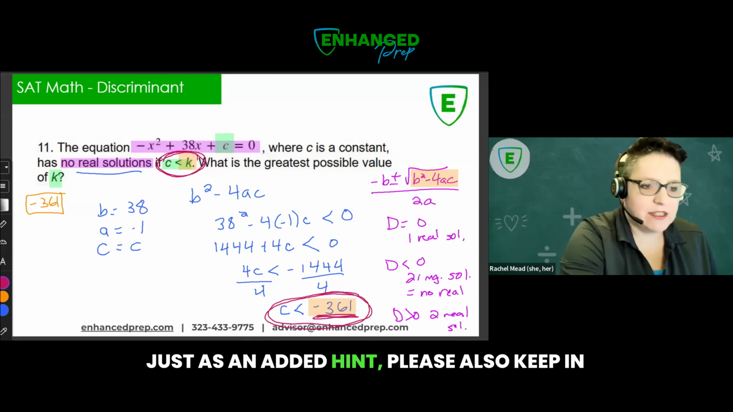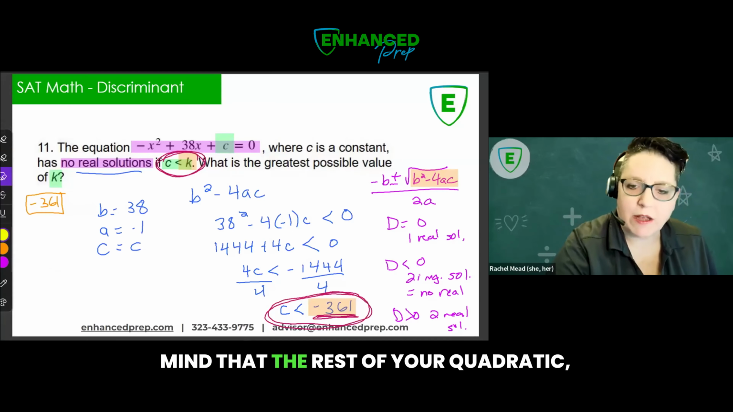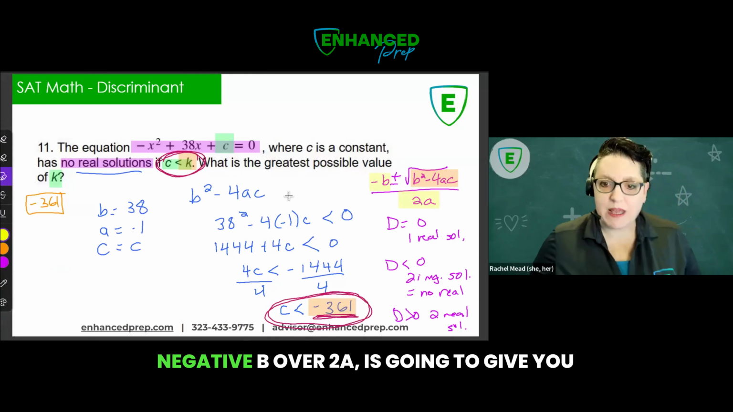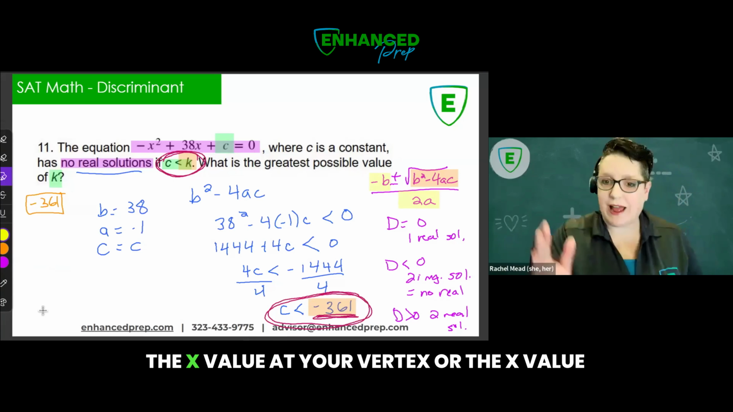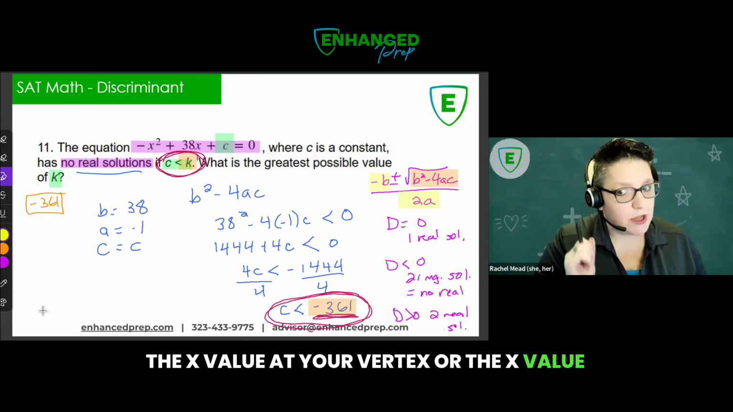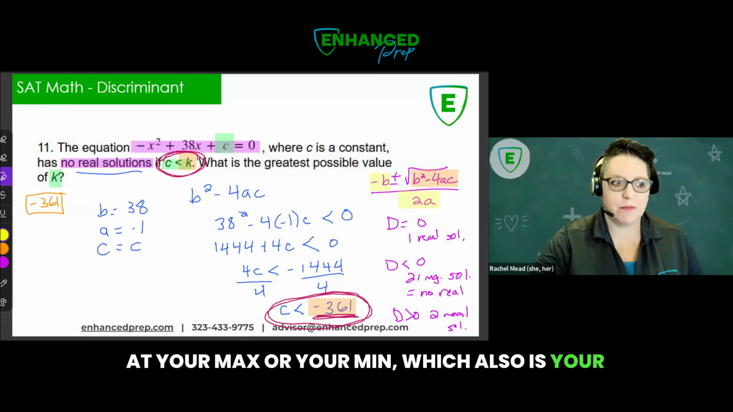Just as an added hint, please also keep in mind that the rest of your quadratic, -b over 2a, is going to give you the x value at your vertex, or the x value at your max or your min, which also is your line of symmetry.